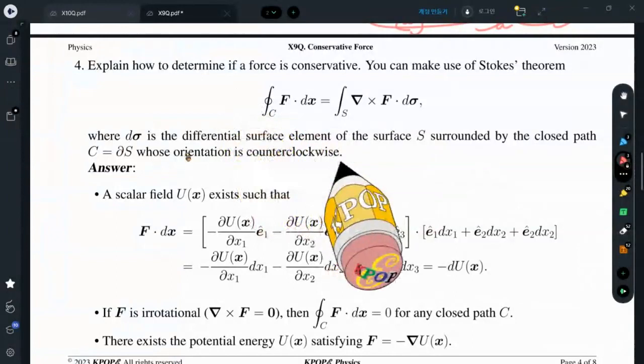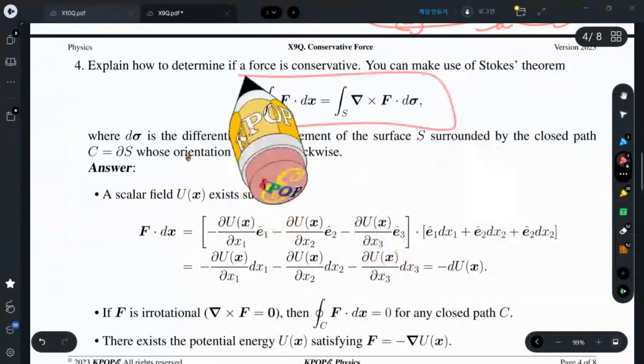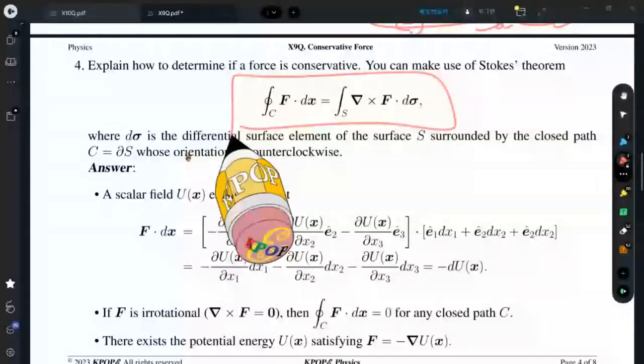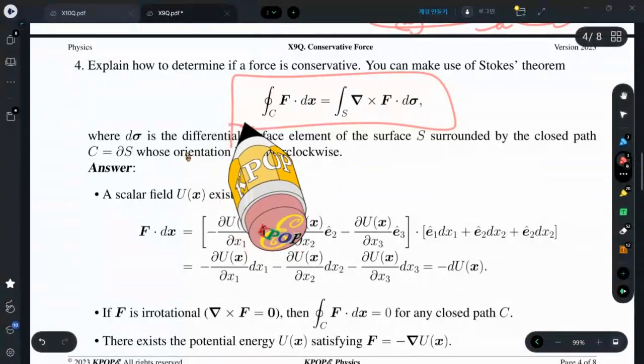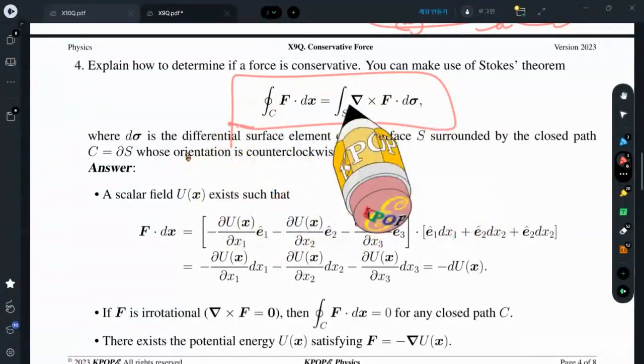I don't ask you to memorize all the details of the proof, but I ask you to memorize the theorem itself. Don't ask me how to prove it. It is given already, and one year later, you will learn it in mathematics class. Stop talking about how to prove this, okay? The freshman students keep asking me both physics and mathematics. I'm a physics teacher, okay?